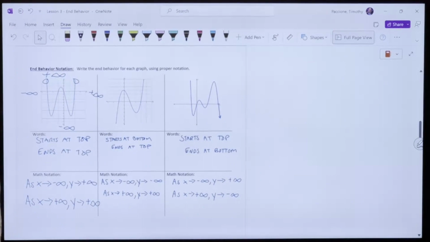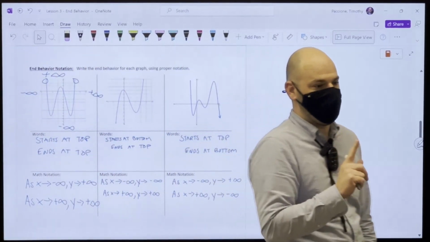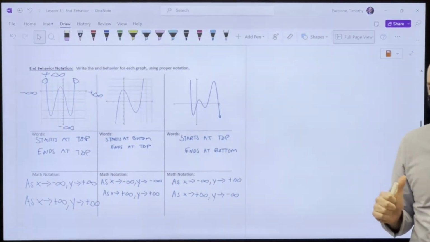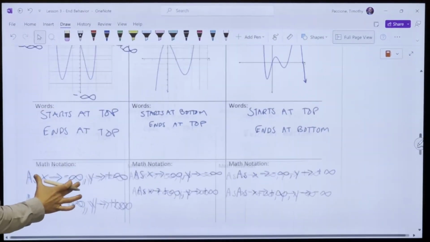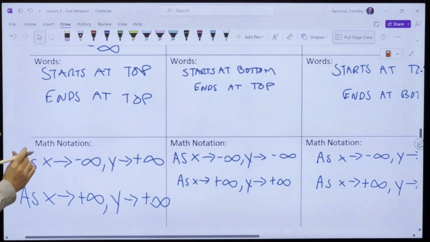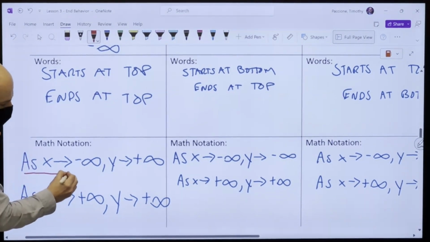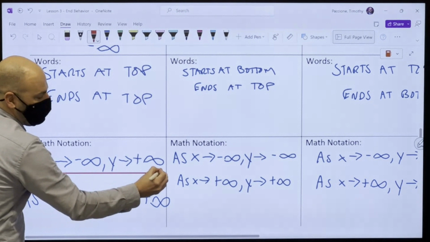And this might be where you were like, I wish there was a teacher, because I don't know what that's saying. So this is where I tell you what it's saying. Think about what this is writing here. It's saying, as x goes to negative infinity, y goes to positive infinity.